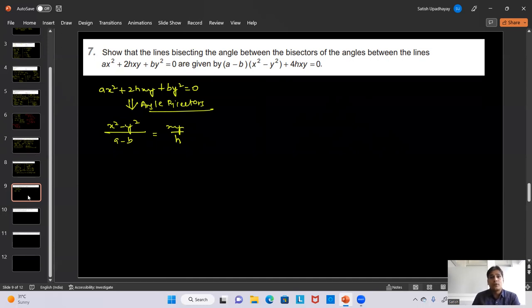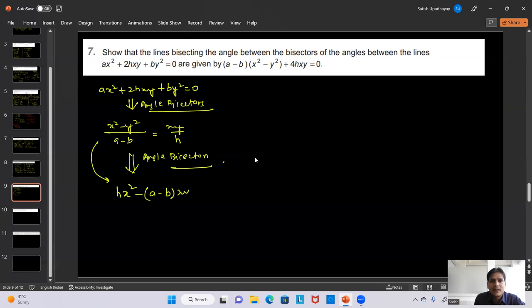And now, so that the lines bisecting the angle between the bisectors of the angles between the lines means what? I have to write the angle bisectors of this equation also. So angle bisector for this also. So how can we write? We can write it as, first we have to modify this equation. So we can write it as hx², and minus of (a − b)xy, and minus of hy² is equal to zero.